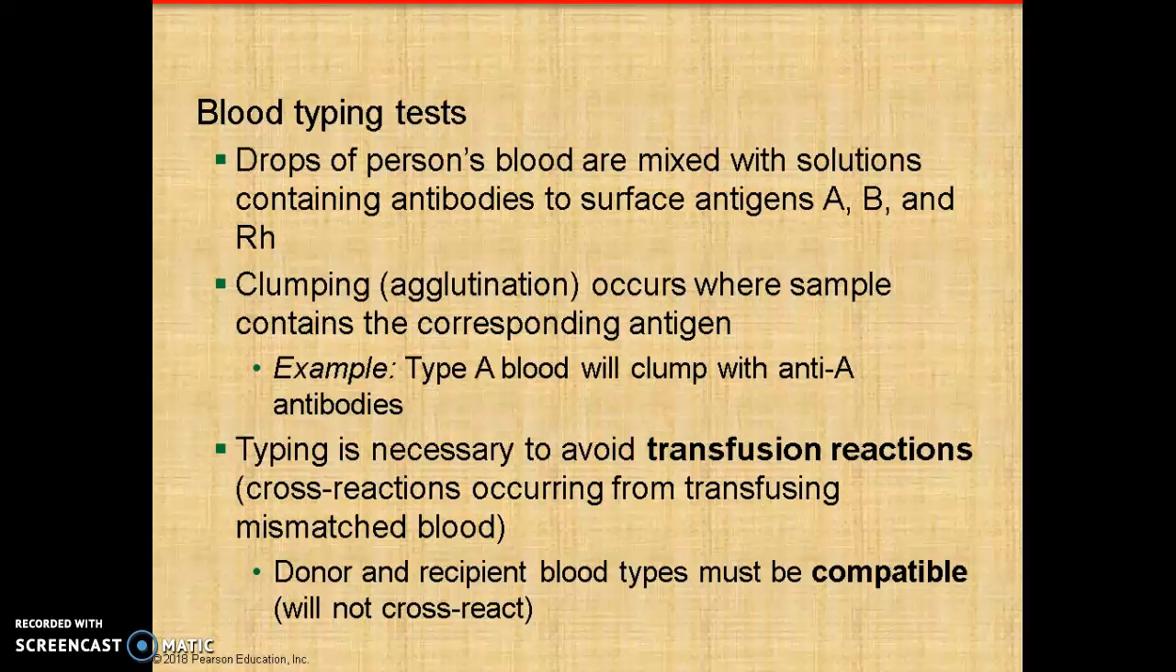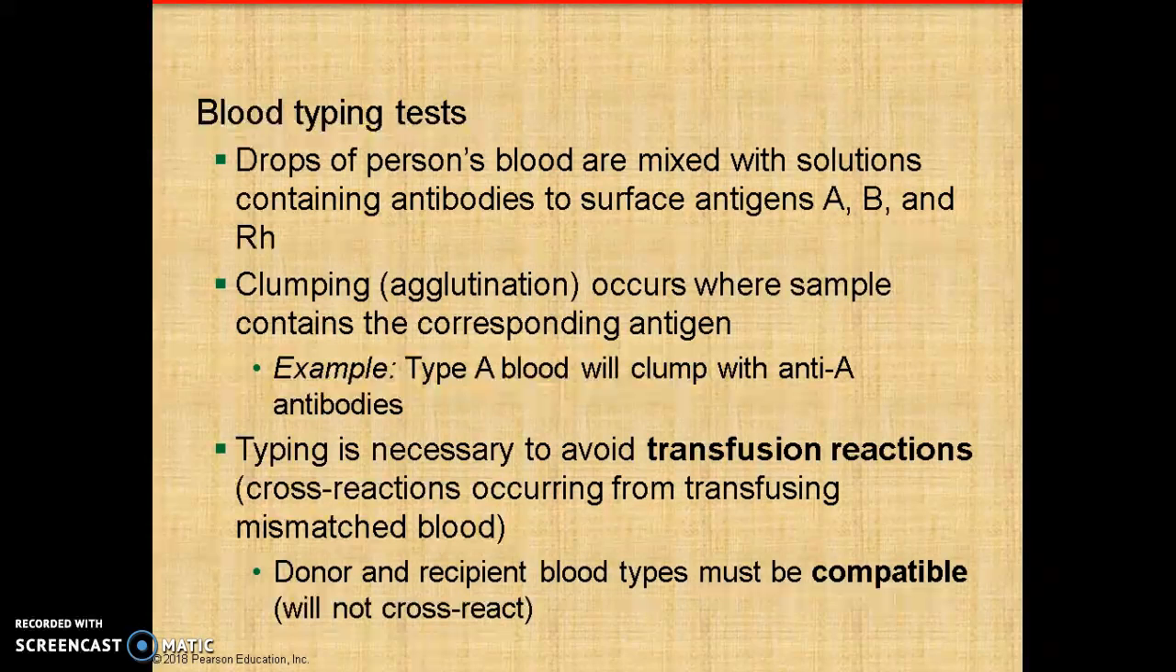It's easy to determine your blood group. In lab, we did it with the Eldon cards, where you mix a drop of your blood with solutions containing antibodies. And you can visually see the clumping or agglutination that occurs. So if you had type A blood, it would clump with anti-A antibodies. With O blood, you saw no clumping or agglutination at all.